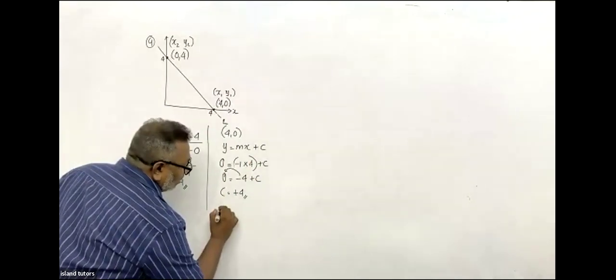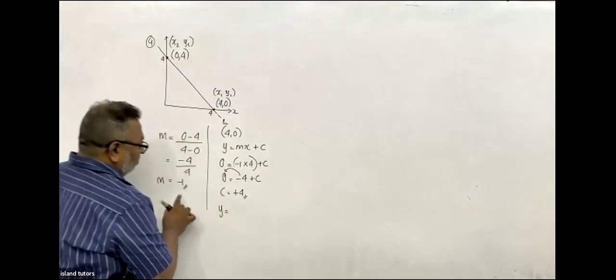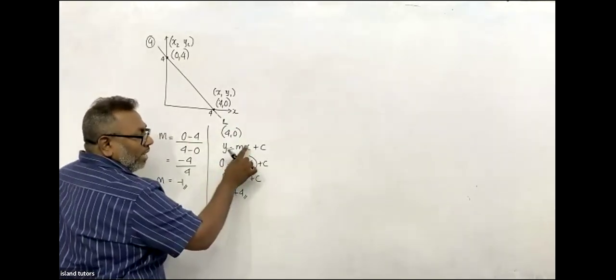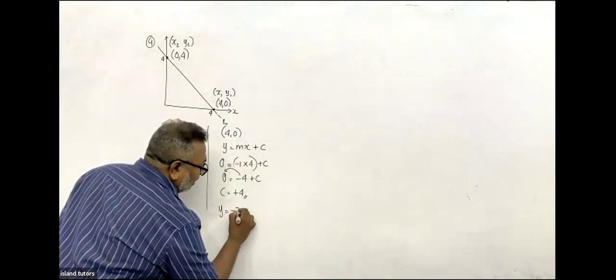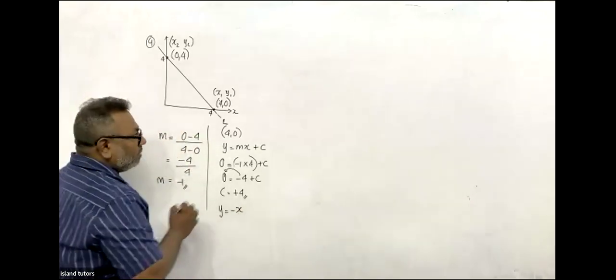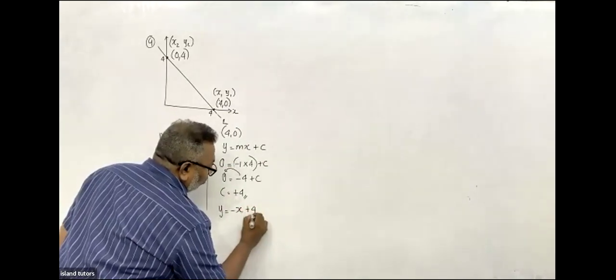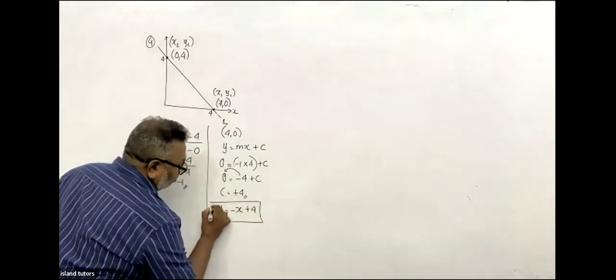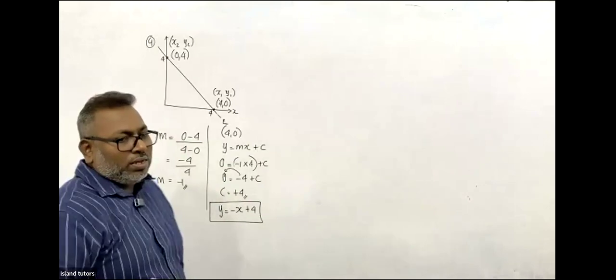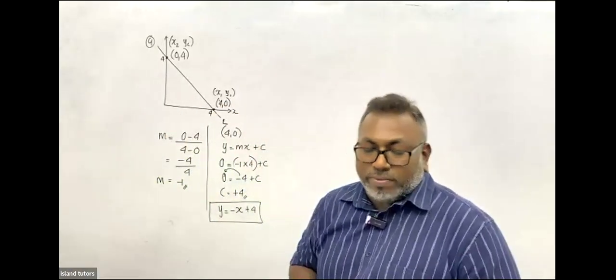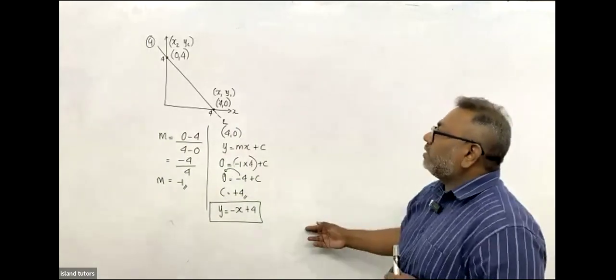So what is my straight line L? My straight line L is y equals, my gradient is -1, so -1x, I can write it as minus x, plus c. My c is 4. So y equals minus x plus 4 is my equation of my straight line. Okay, question number 9.